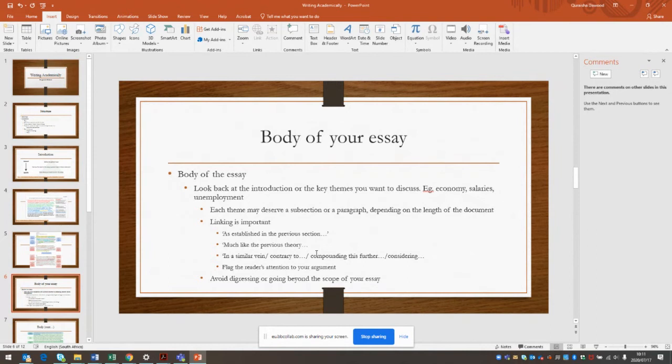Each theme, yes, deserves its own subsection or paragraph, but they must speak to each other. They must have linking sentences. Imagine you're taking the reader on a journey with you. You want them to also be able to see the bridges that connect one section to another. So linking is very important.